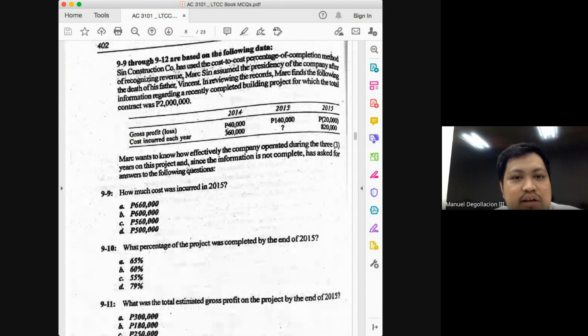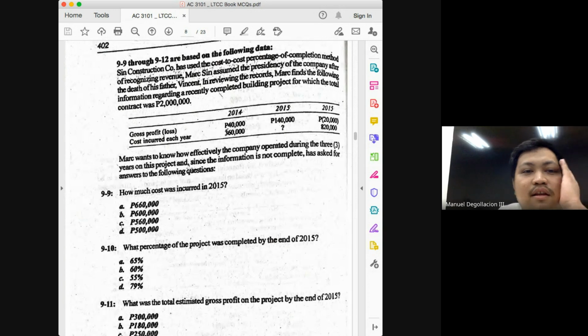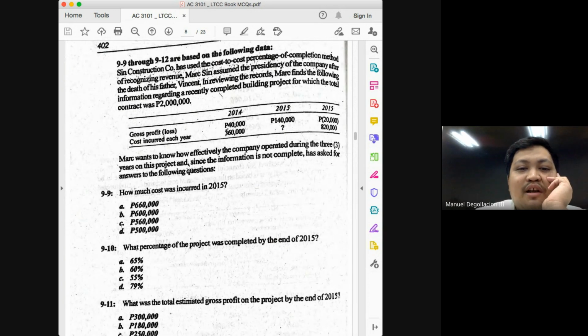Okay, cost incurred in 2015. Class, what are the 40, 140, and the negative 20 given in the problem? These are the realized amounts. Okay, so RGP in 2014 is 40. RGP in 2015 is 140. Realized loss in 2016 is 20. But that does not mean that the contract is not profitable.